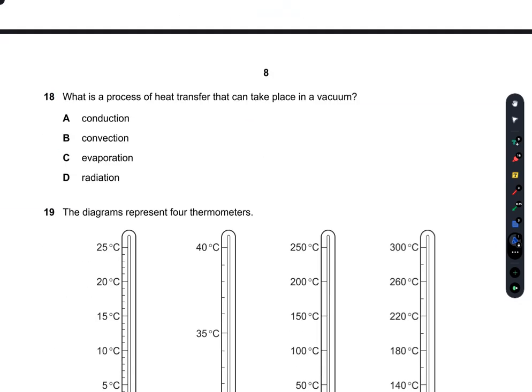So question number 18. What is the process of heat transfer that can take place in a vacuum? That is radiation. Radiation can also take place in a vacuum, and it is responsible for heat transfer in a vacuum. So D is the right option.